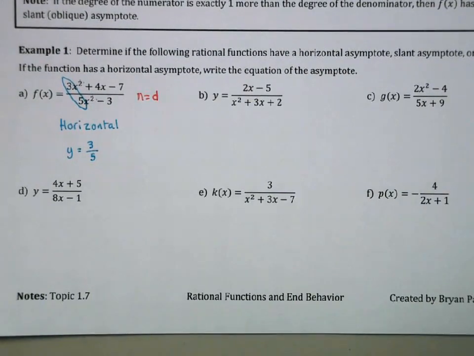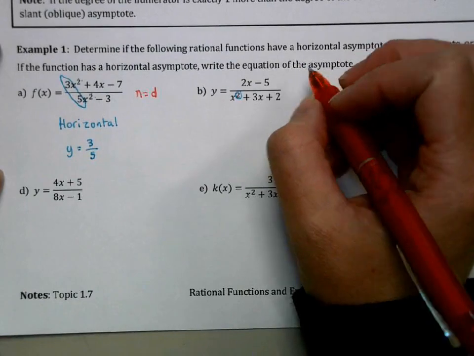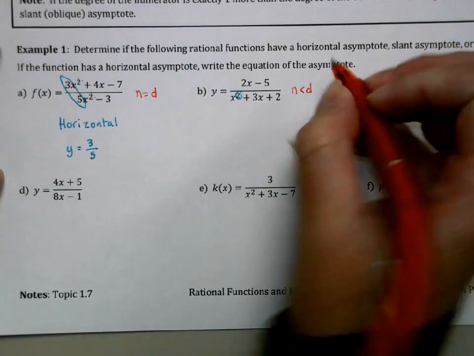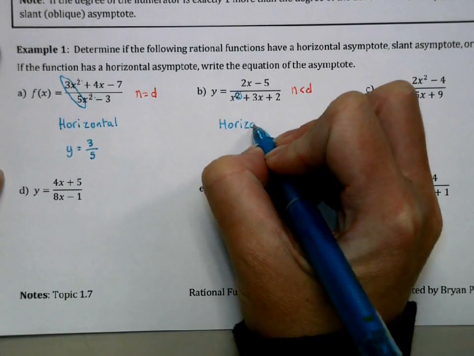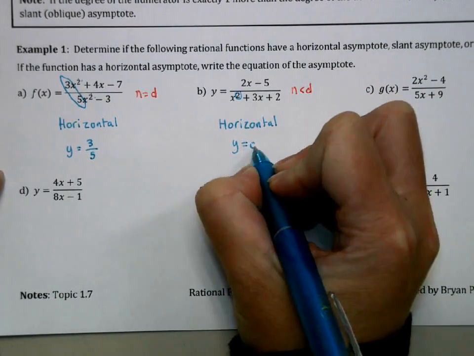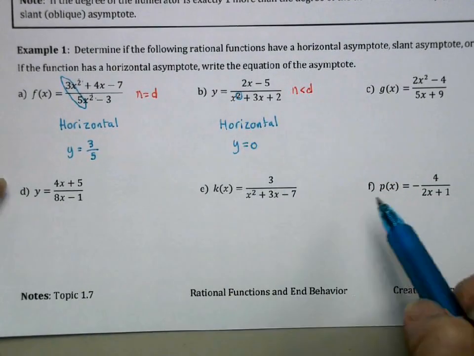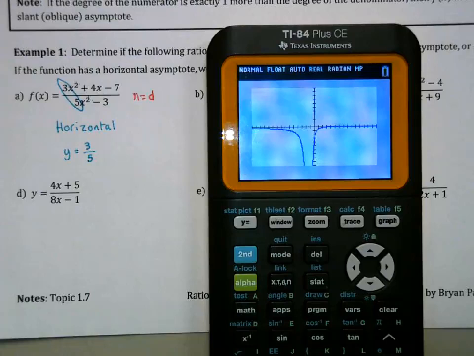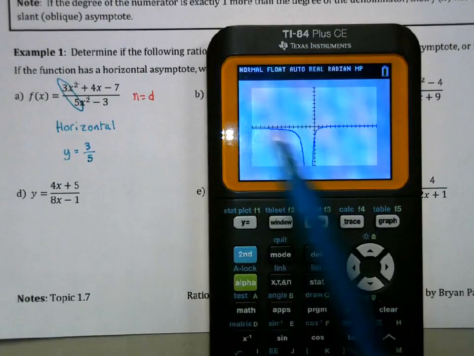Okay, in this second one, the degree is bigger on the bottom. So the numerator is less than the denominator, which means we do have a horizontal asymptote. And this one's going to occur at y equals 0. If the degree is bigger on the bottom, that denominator keeps growing more and more, and it will go to 0. And we can confirm that result again by graphing. So this one approaches 0.